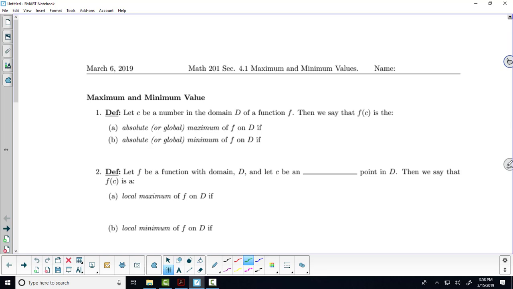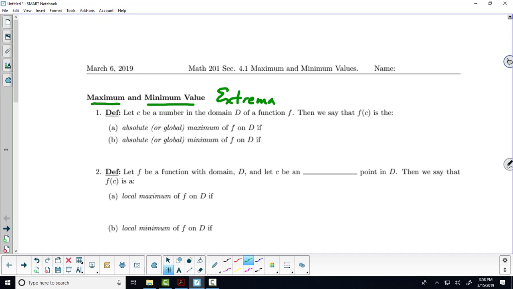So let's go ahead and get started here. In this section, we're going to talk about the maximum and minimum values of a function. Sometimes these are called the extrema, or extreme values of a function. So we're going to define two different categories.